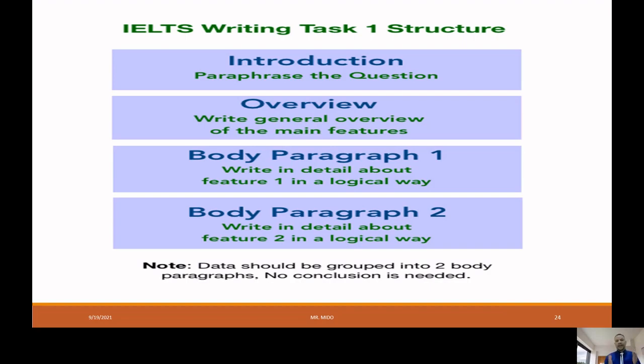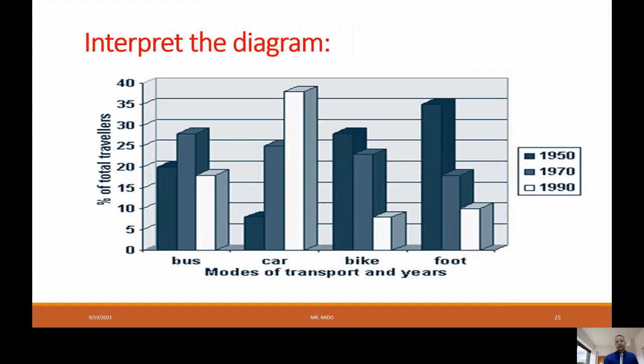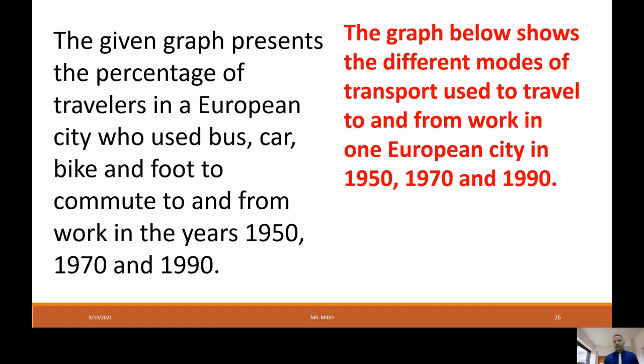The plan for the writing is introduction, overview, body paragraph 1 about the highest, body paragraph 2 about the lowest. So no conclusion. Let's go again. Now, the diagram is a bar graph.